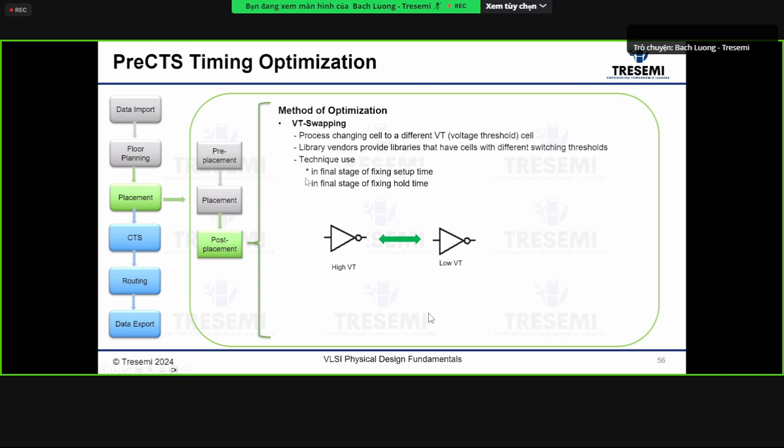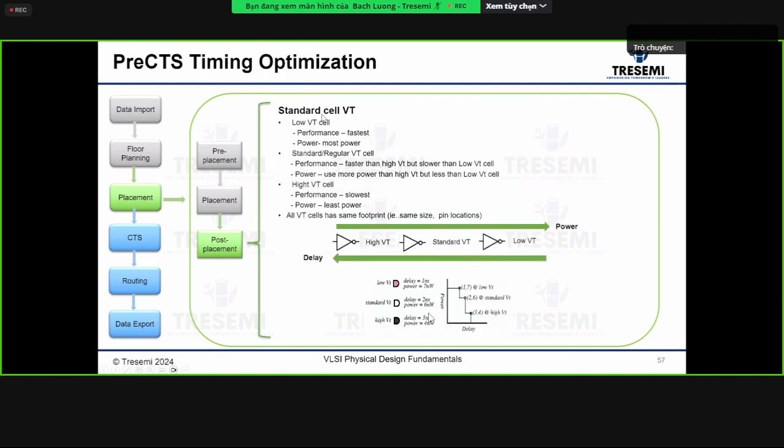This technique usually is not used in the really final stage of fixing setup and hold. Once you close your timing, but at the very end you just have a few minor violations, and we don't want to touch the rest of the logic, this is what normally happens, which we call VT swapping. So we swap a high VT to a low VT. We'll discuss what the high VT and low VT cells are in the next slide.